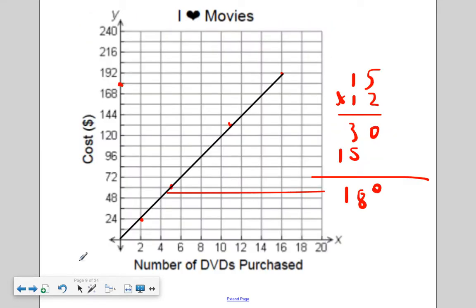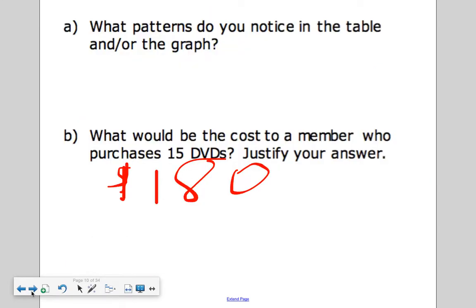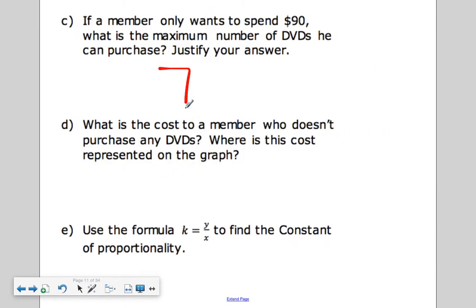So let's go back to our table. The maximum he can pay is $90, so it'll be somewhere right here. Well, he can't buy 8 DVDs. 7 DVDs would cost $84. So he can't buy 7.5 DVDs. That doesn't make sense. So the maximum he can buy is 7 DVDs, because 7 DVDs cost $84. 8 of them will cost $96. You can't buy half of a DVD.